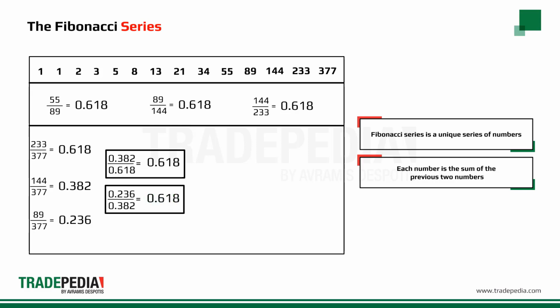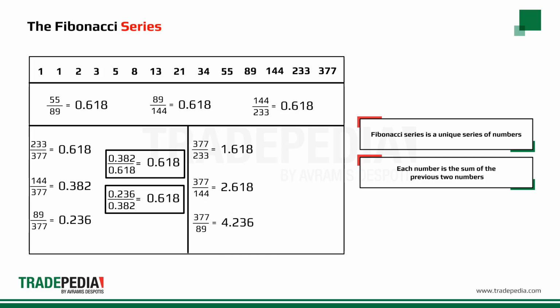What about now if we did the opposite calculation and divided 377 by 233? We would find another magic number, the 1.618. If we left a second number in the middle empty and divide 377 by 144, we find the ratio of 2.618. And if we leave a third number in the middle and divide 377 by 89, we get a 4.236.